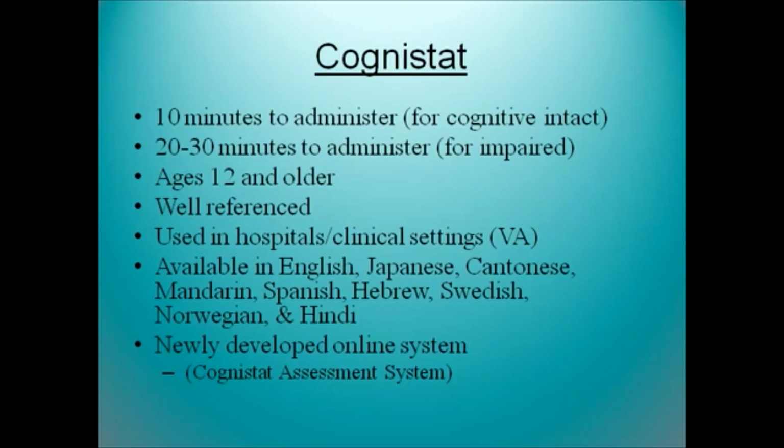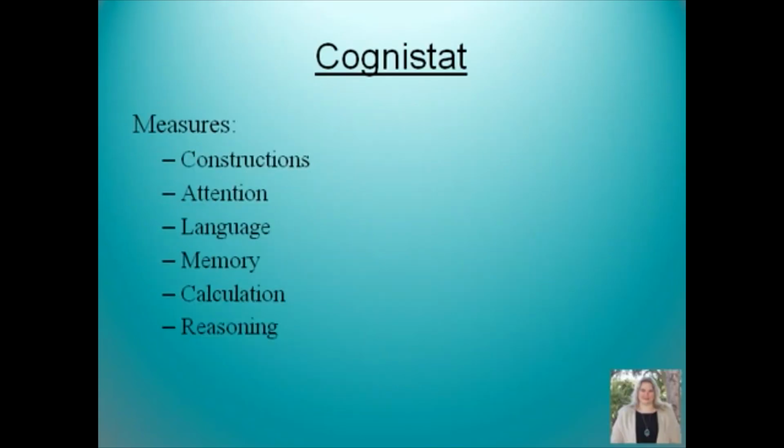Someone was asking who you use for someone under the age of 18. I was wrong. The CogniStat is for ages 12 and older. For little kids under the age of 12, I don't know. The CogniStat is also well referenced and well cited in a lot of different studies, the same as the MMSE. So both of them are. And in my research I also saw that the CogniStat is number one for VA clinics. And these are the different domains that the CogniStat measures, very much like the MMSE.